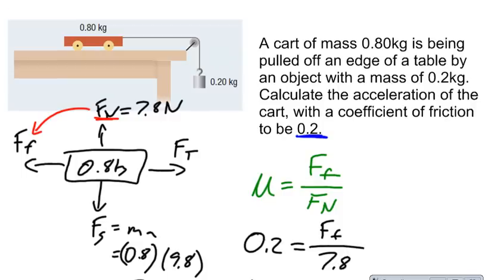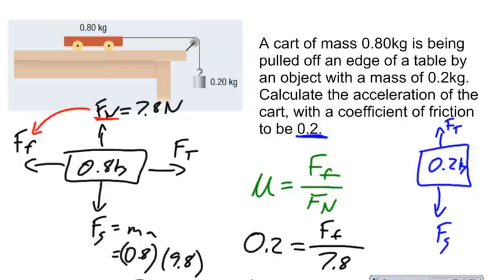So we've got our mass here of 0.2 kilograms. You've got the force of gravity, and you've got your force of tension. Force of gravity is mass times acceleration. And this is identical to the last question we did, so that's going to be equal to 1.96.